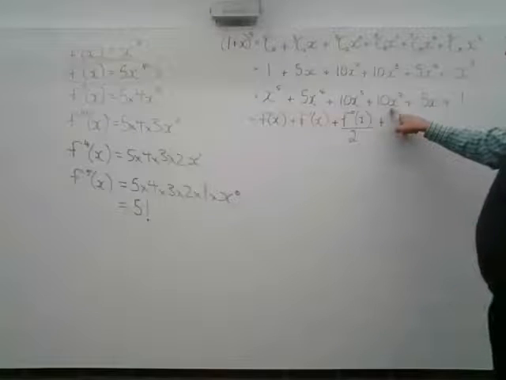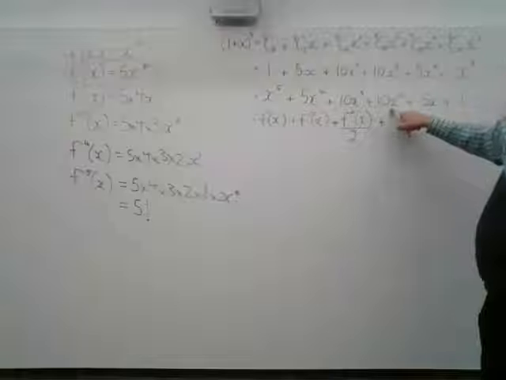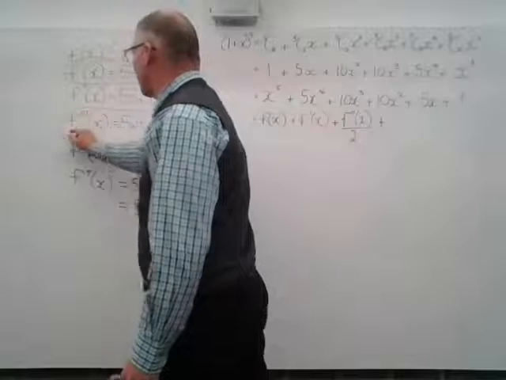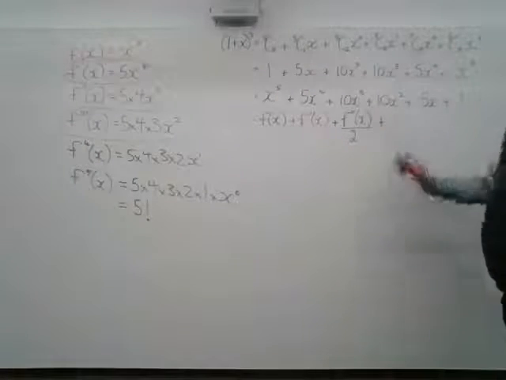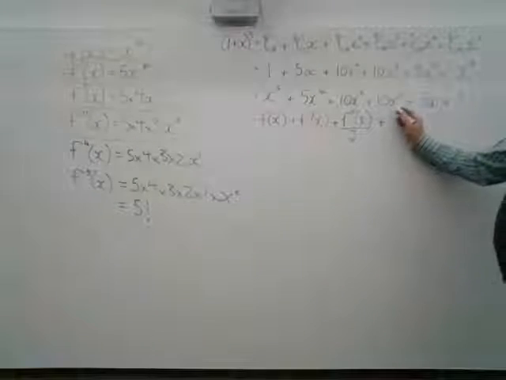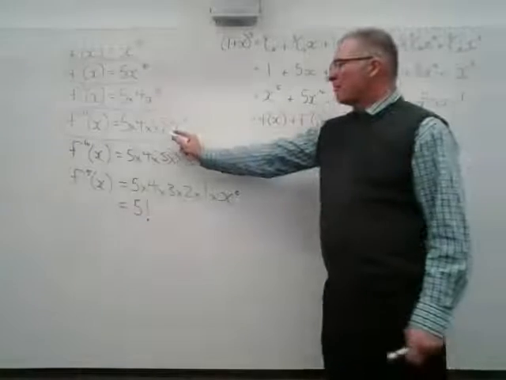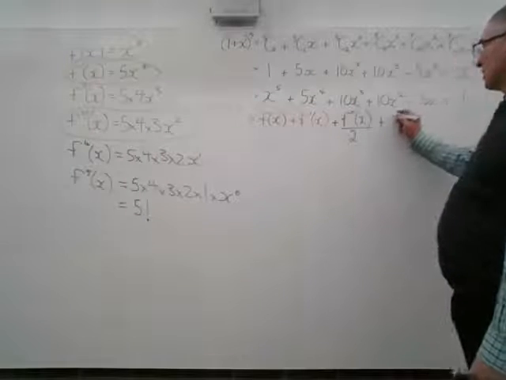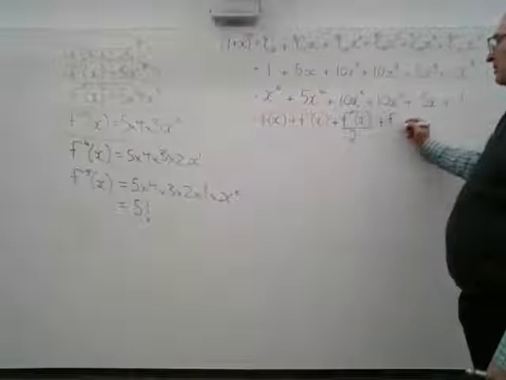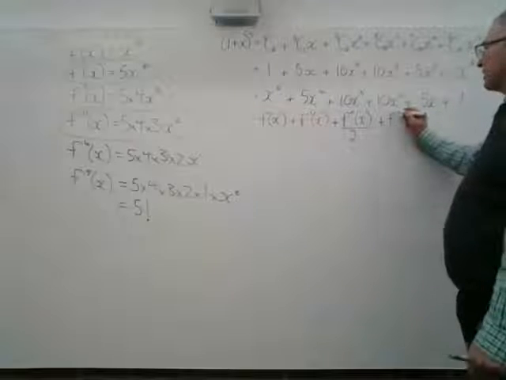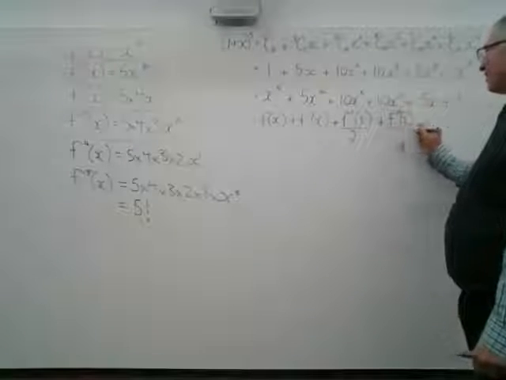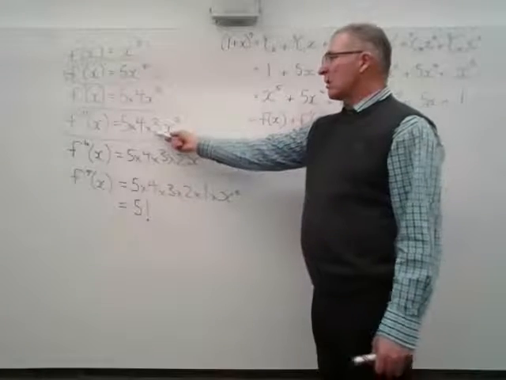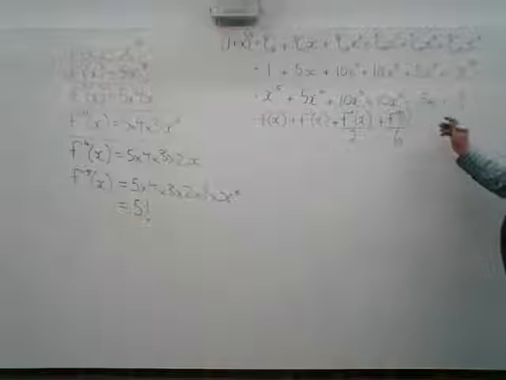This next one, I'd like that to be the same as the third derivative, but it's not, because that says 10x squared, but this would be 60x squared. So it's the same as the third derivative, only divided by 6. 60x squared divided by 6 would give me my 10x squared.